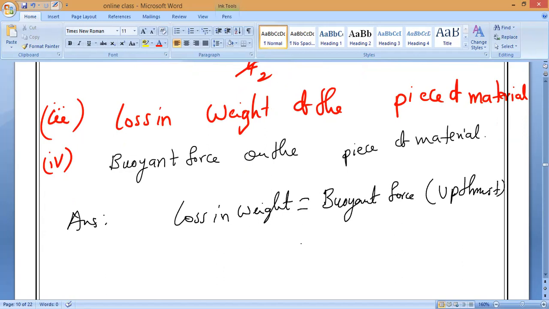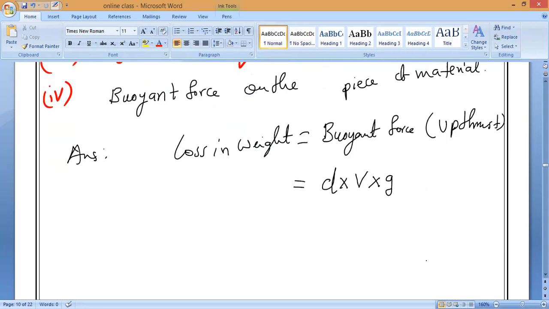So what is the formula? Anybody can tell? Buoyancy force formula. Today also I taught you. Density into volume. Density of liquid into volume of liquid displaced into what is that? Acceleration due to gravity. Is it yes or no? Yes. Now, what is the density of the liquid? We know water. What is the density of the liquid? 1 gram per cubic centimeter.